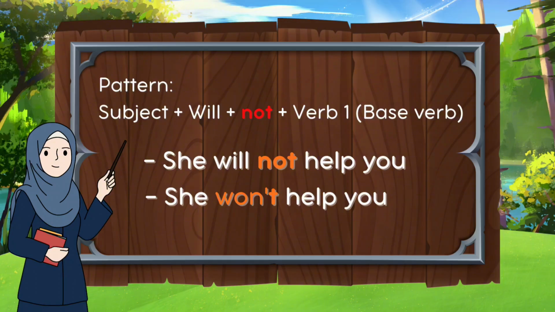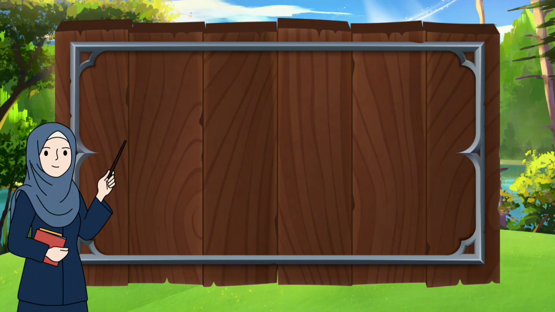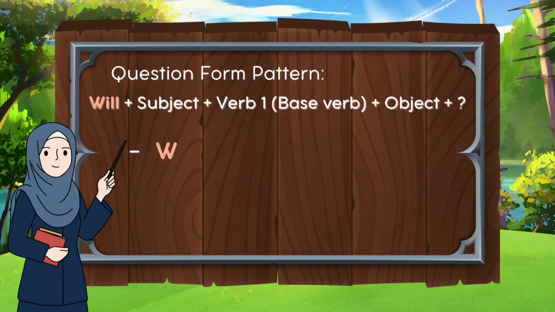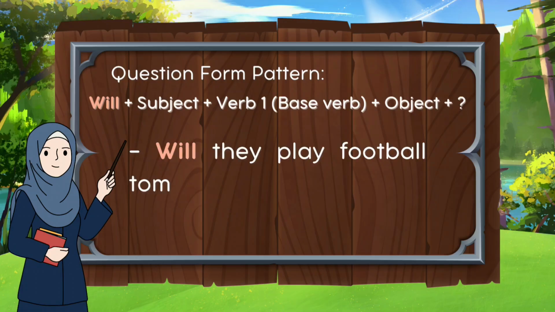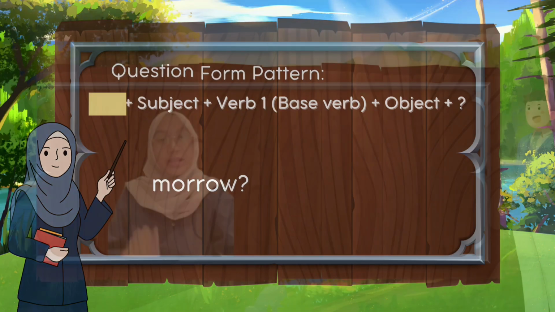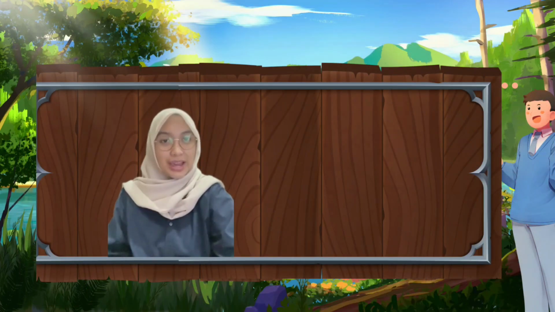Simple, right? And if you want to make a question, just move will to the front. Will they play football tomorrow? So, you see, you don't need to change the verb. Just move will to the front and it becomes a question. Cool, right? See, it's not that hard, right?